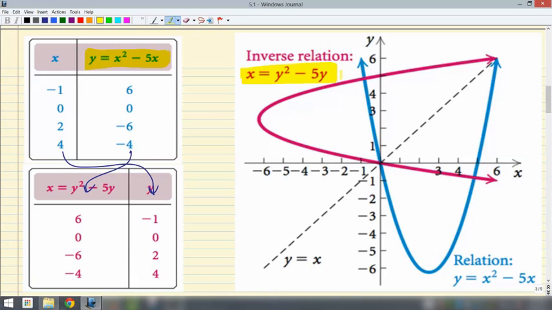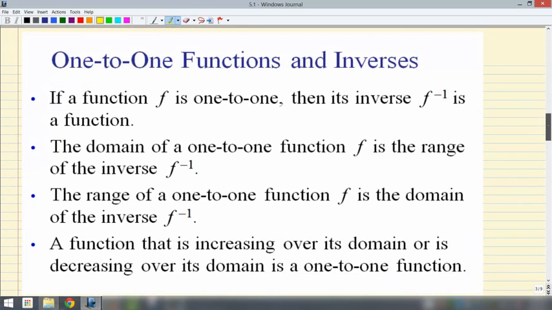How did they come up with the equation of the inverse? It's one thing to swap columns in a table. That's easy. And it's also pretty easy to draw the symmetry. But how did they come up with this equation? So we're going to look at that in a little bit. But before we do, we have to talk about one-to-one functions and their inverses.